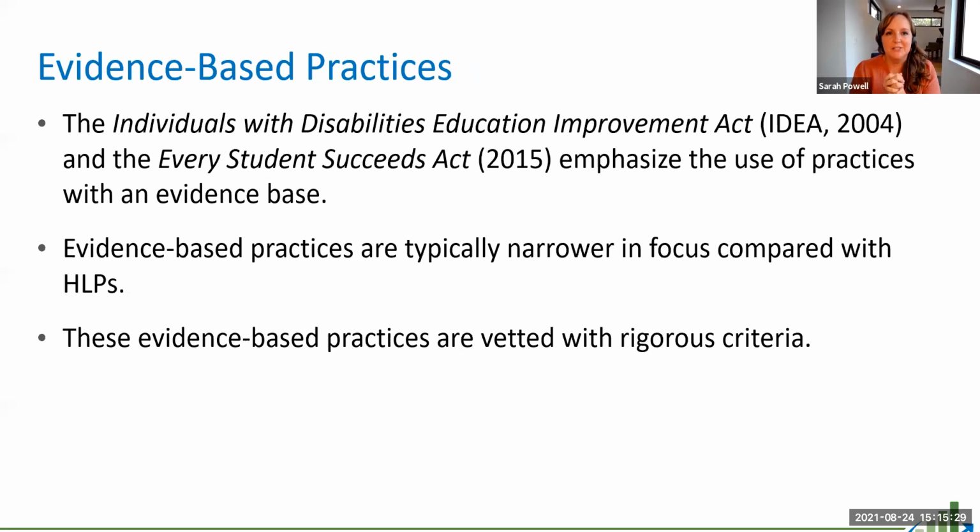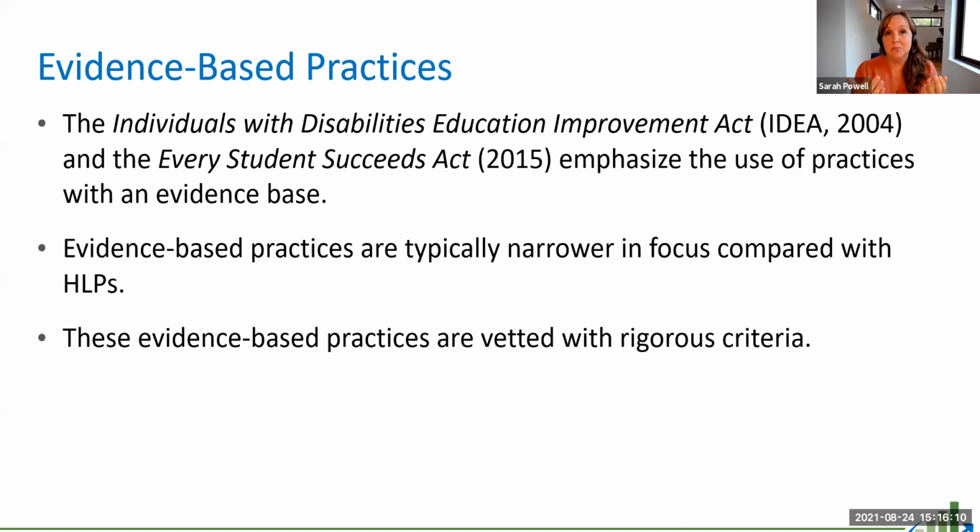So as Gena has talked about, one of the things that we wanted to investigate was the evidence base, or maybe I should say the extent of the evidence base, of the high leverage practices, or HLPs. And when we think about a definition of an evidence-based practice, this is something that has been shown time after time to show consistent and positive results to improve the academics or behavior of students with disabilities. And both IDEA, the Individuals with Disabilities Education Act, and ESSA, the Every Student Succeeds Act, emphasize the importance of the use of practices with an evidence base.